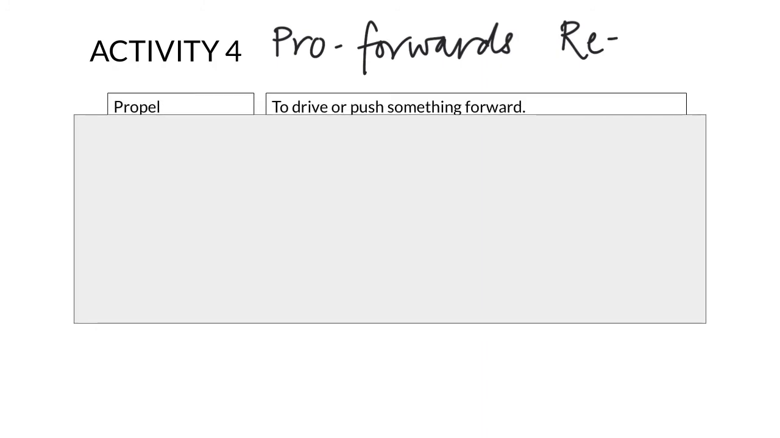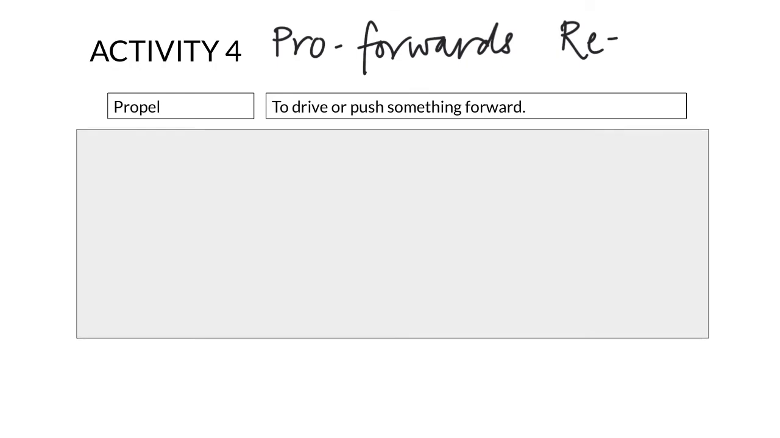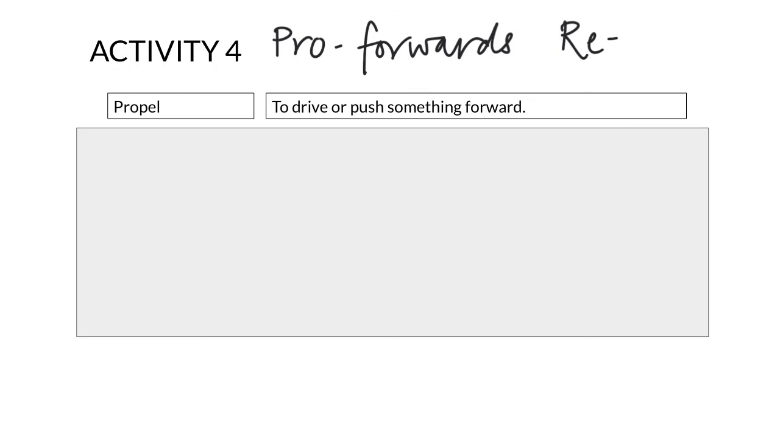Forwards, you may remember, came the prefix pro, meant forwards. And the prefix for backwards was re. Okay, so let's look at some pro and re words. So to propel is to drive or push something forward. For example, boats and aircraft have propellers that help them to start moving, to help them to go forward. Pel comes from peller, meaning to drive, by the way. So this word literally means to drive forward.